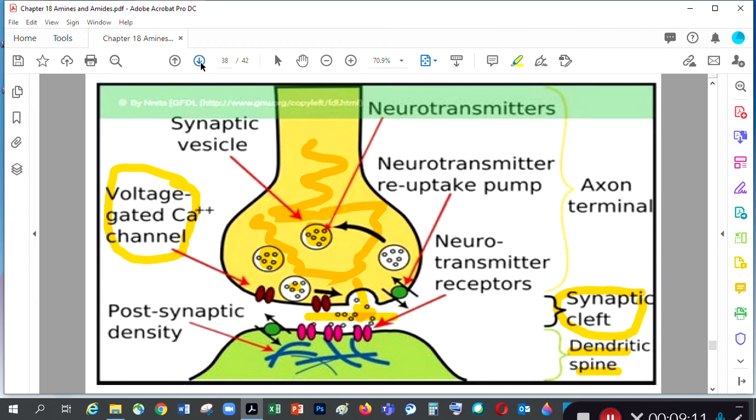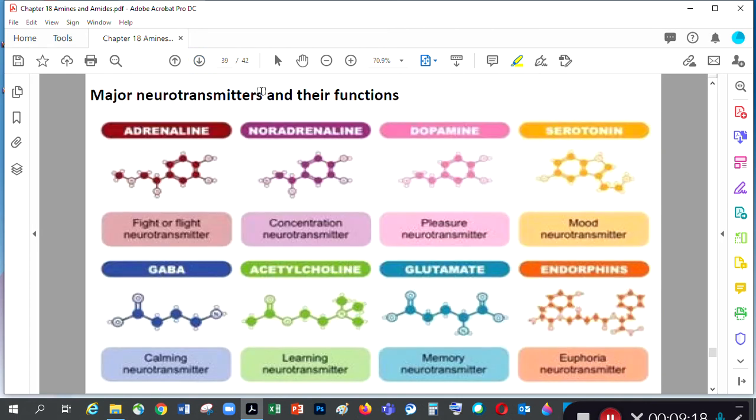Okay, so this just shows you the neurotransmitters, which are amines, correct? And those neurotransmitters have very different functions, believe it or not, in the brain, in the nerve cells. Some of them are responsible for pleasure, some for mood. Dopamine is for the pleasure. Serotonin, this is for the mood.